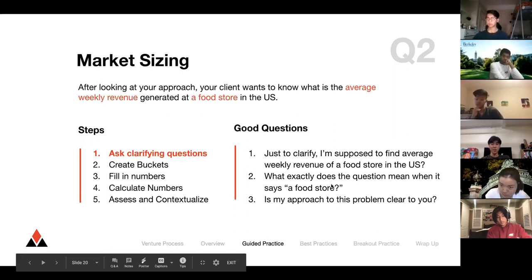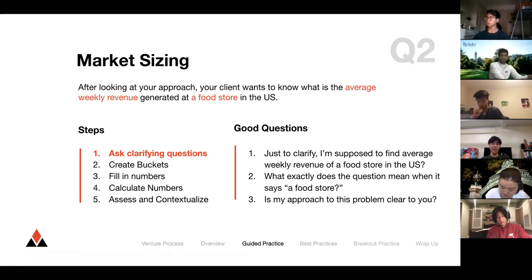A food store can be a lot of different things. It could be a grocery store. It could be a restaurant in some cases. It could be a supermarket. Knowing what a food store entails can really help you to scope your problem effectively. In general, sometimes with market sizing questions, they are intentionally ambiguous, so it's really important for you to clarify that. It's not a stupid question to ask what a food store is. And then the third question is, is my approach to this problem clear to you?